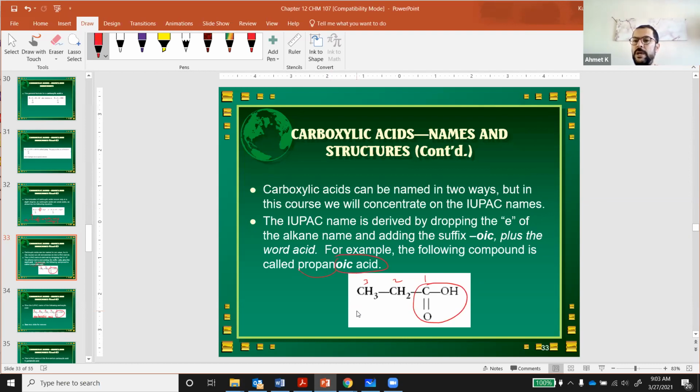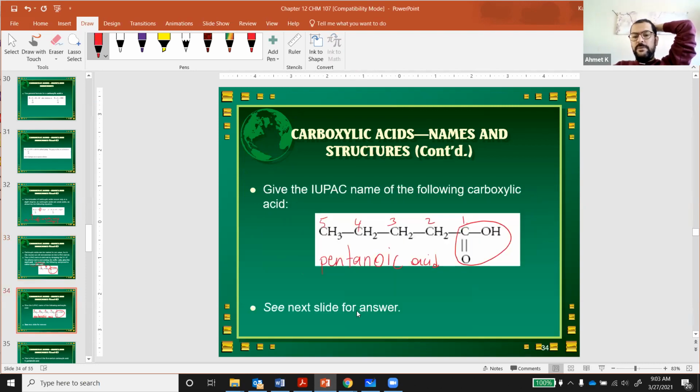I'm just going to drop the E and add OIC and acid. There's no need to tell me if it's 1-propanoic acid or 2-propanoic acid, because you cannot have this in the middle. Carbon needs 4 bonds, and it's already at 4 bonds here. You cannot put this in the middle, so you don't have to say 1-propanoic acid, because the 1 is redundant information.